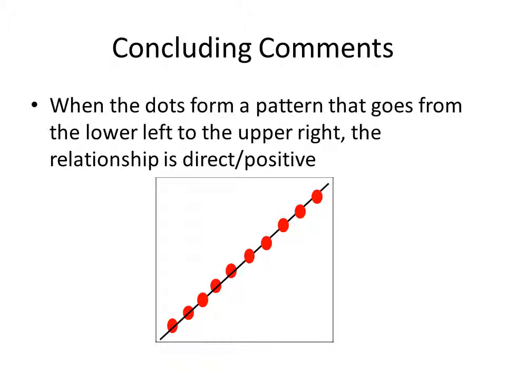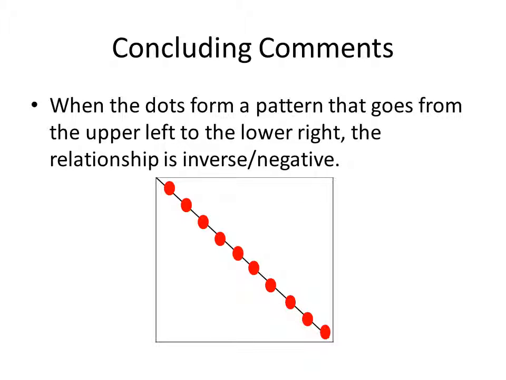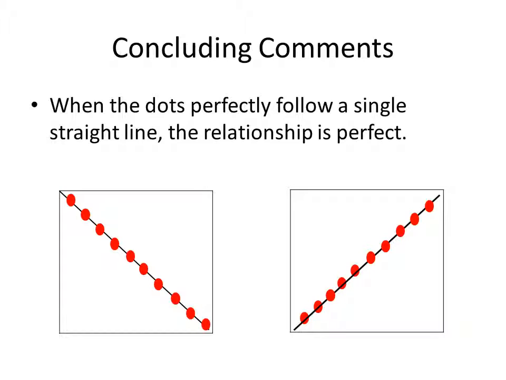So here are some things to take away on this. So these are some of our concluding comments. When the dots form a pattern that goes from the lower left to the upper right, the relationship is direct or positive. When the dots form a pattern that goes from the upper left to the lower right, the relationship is inverse or negative. When the dots perfectly follow a single straight line, the relationship is perfect.